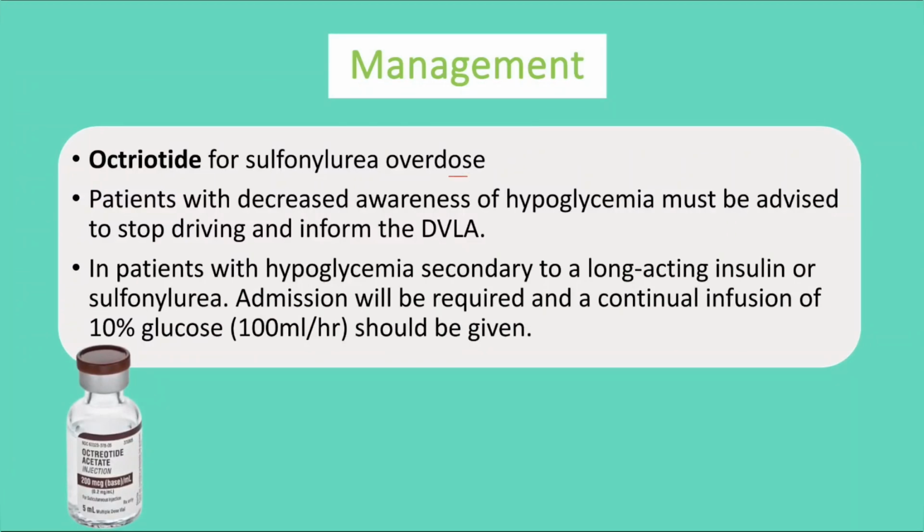If the patient has a sulfonylurea overdose, you have to use octreotide. If the patient has decreased awareness of hypoglycemia, the patient doesn't feel hypoglycemia and suddenly loses consciousness, it means that you have to tell the patient to stop driving or to inform the driving vehicle license agency. In patients with hypoglycemia secondary to long-acting insulin or sulfonylurea, meaning an overdose, you have to admit the patient and give a continuous infusion of 10% glucose, 100 ml per hour.